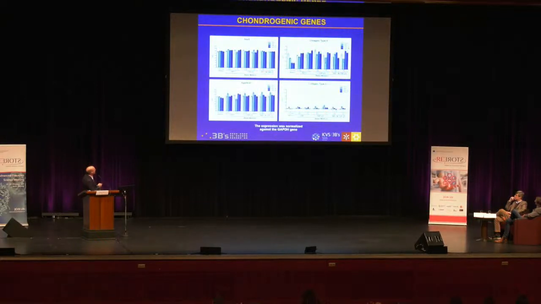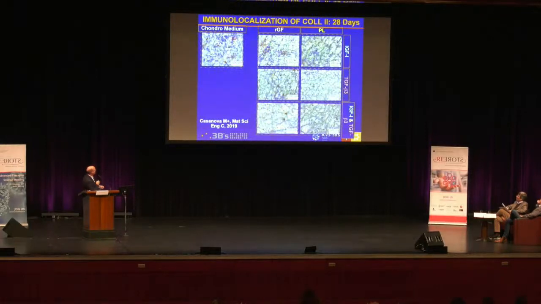Now, we looked as well for chondrogenic genes like SOX9, collagen type 2, and aggrecan, and as well for this negative gene. And we see that we have very low values of collagen type 1. We have a consistent expression of SOX9, collagen type 2, and aggrecan, which is very positive. And we also use immunolocalization to demonstrate that we have indeed the production of collagen type 2 after 28 days in increased levels, especially for the IGF-1 condition.